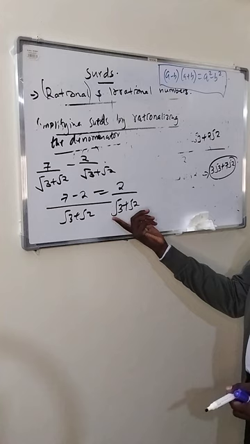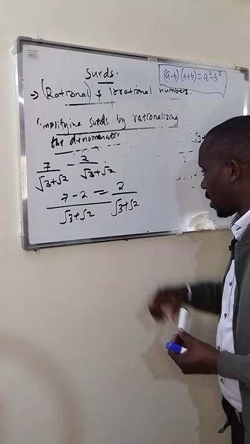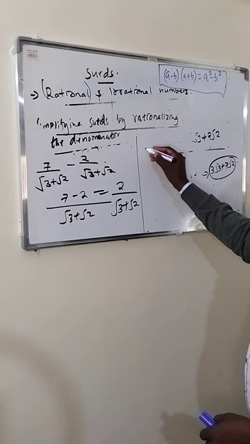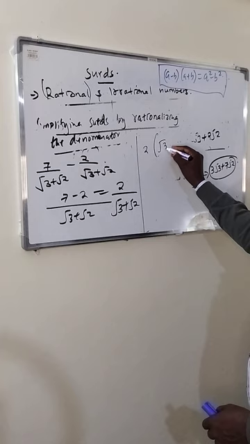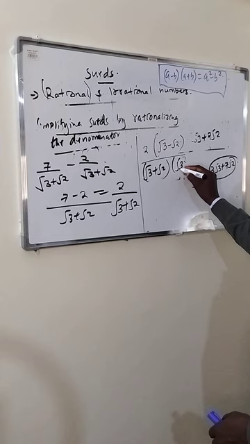But you have not rationalized, because simplifying by rationalizing means the denominator must be a rational number. But here it is not. So we have to simplify this one further. So how do we simplify further? Now multiply by the conjugate. So 2 multiplied by the conjugate of this, which will be √3 - √2 over √3 + √2, multiply again by the conjugate, minus √2.